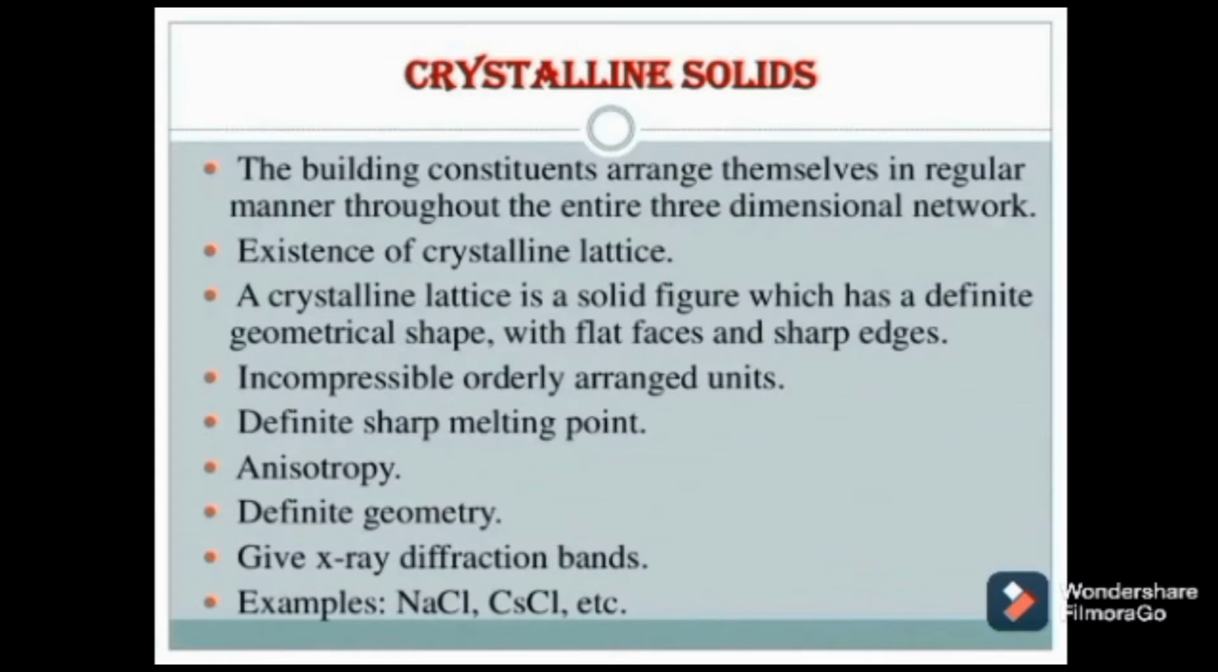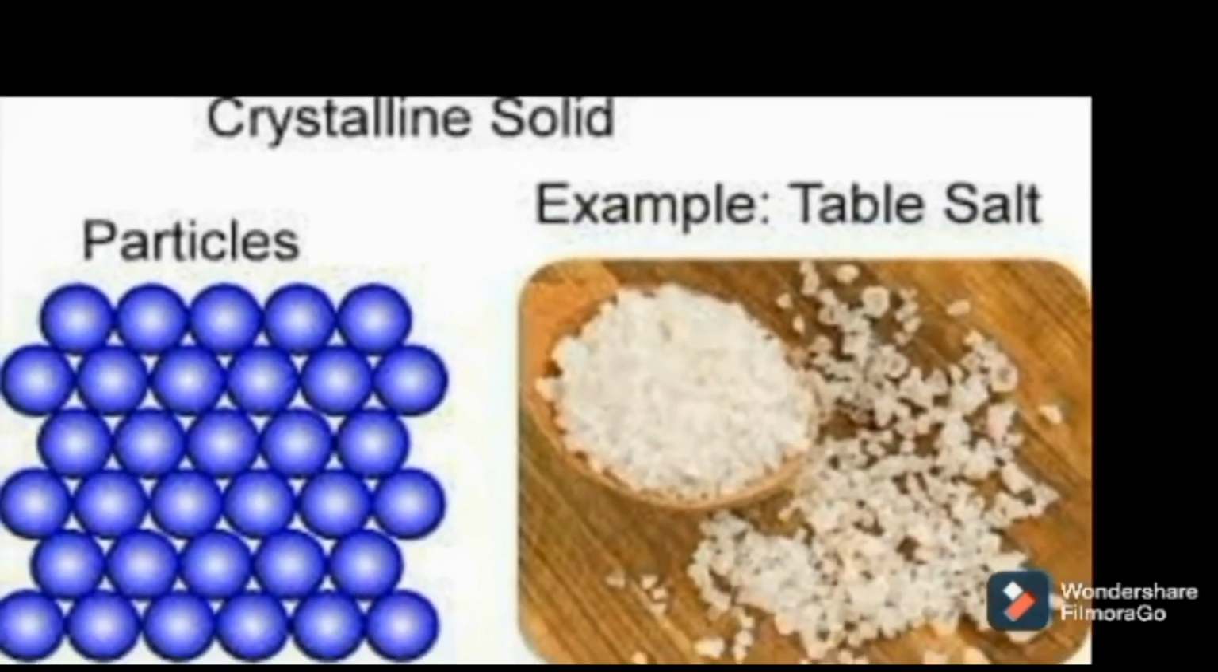The building constituents arrange themselves in a regular manner throughout the entire three-dimensional network. Existence of crystalline lattice. A crystalline lattice is a solid figure which has a definite geometrical shape with flat faces and sharp edges. They are incompressible, orderly arranged units. They have definite sharp melting points, definite geometry, and give X-ray diffraction bands. Examples: NaCl, etc. This is the structure of a crystalline solid. Table salt is one of the examples of crystalline solids.